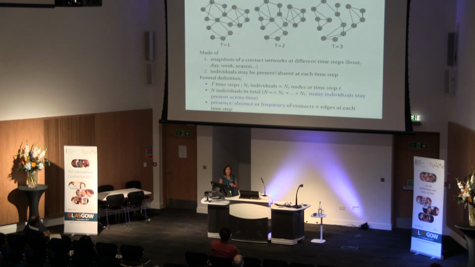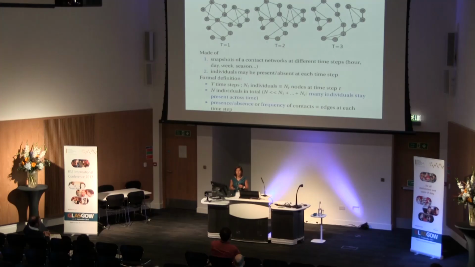And I want to look at dynamic contact networks. So here is a representation of what I mean by dynamic contact networks. Very basically, these are snapshots of contact networks registered at different time steps. These time steps can be hours, days, weeks, or seasons, or anything else.